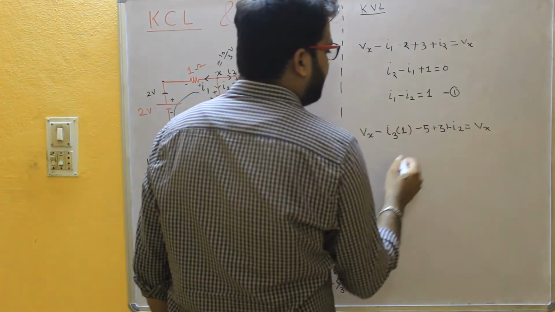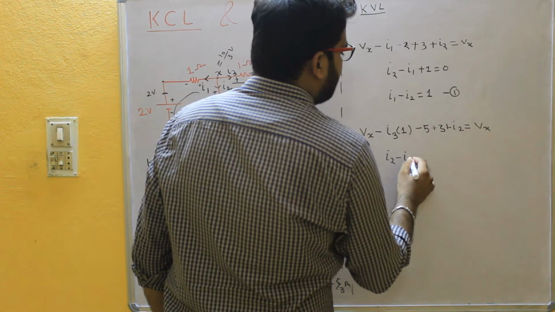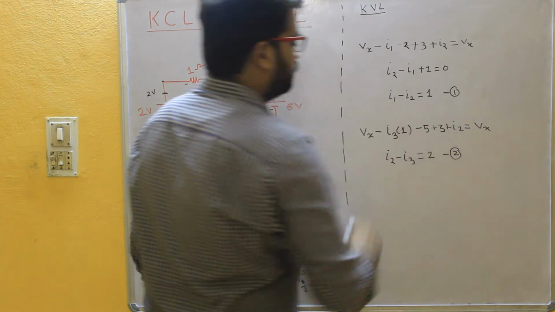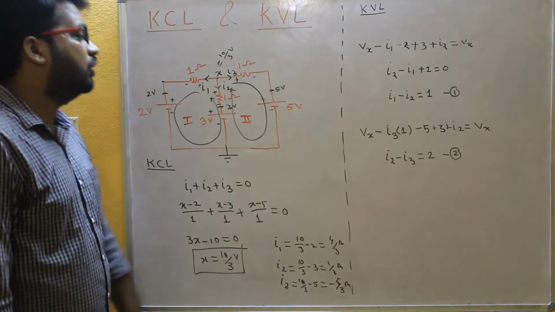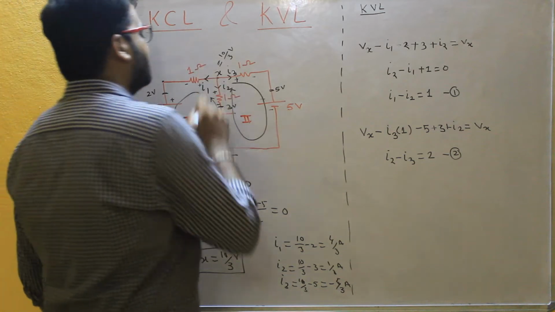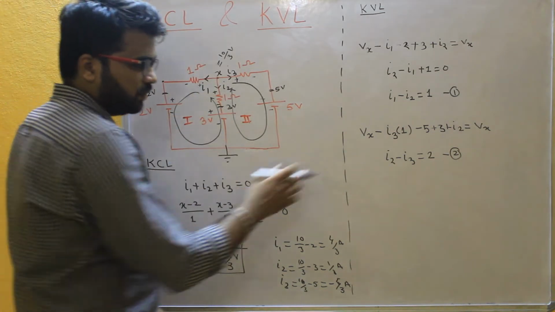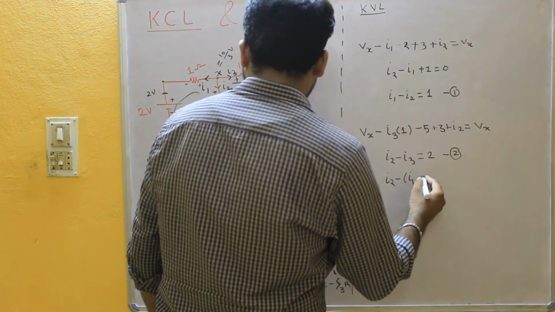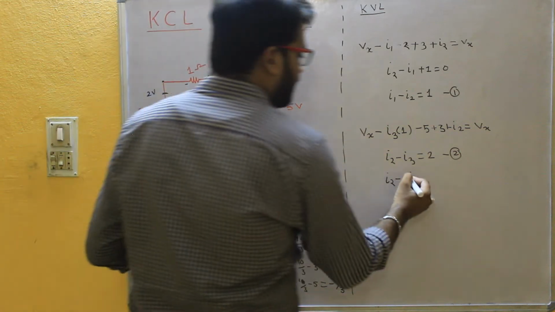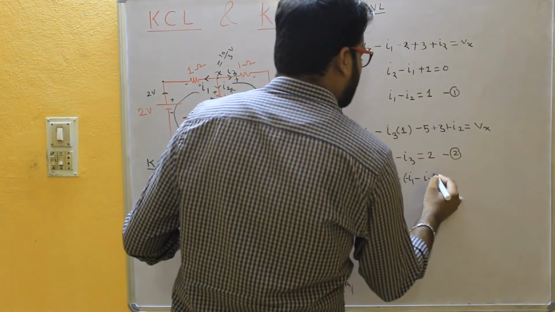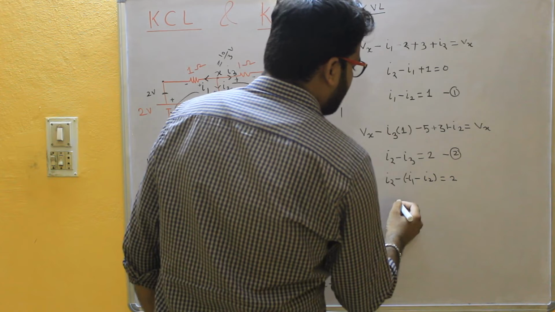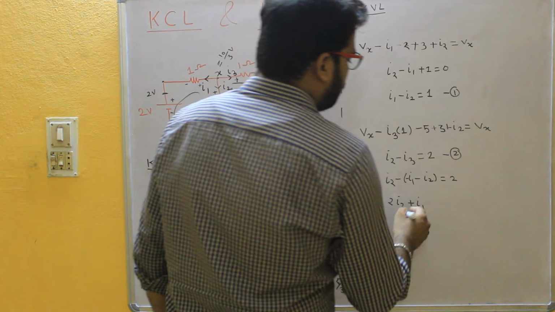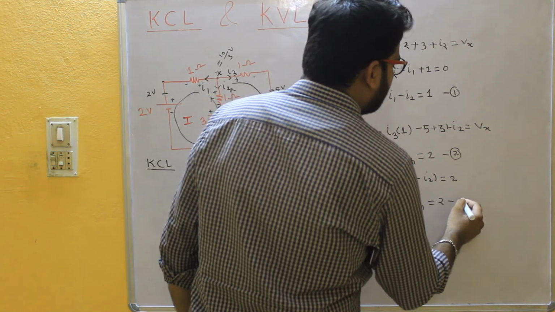So Vx is cancelled. We'll get I2 minus I3, I2 minus I3 is equal to 2. This is equation number 2. तो अब एक और वेरिएबल आ गया I3. तो देखो I3 को हम क्या लिख सकते हैं. I3 को लिख सकते हैं यहाँ से माइनस I1 माइनस I2. तो यहाँ पर पुट कर दो. तो I2 माइनस ऑफ माइनस I1 माइनस I2 इज इक्वल टू 2. सो यहाँ से देखो आ जाएगा हमारा 2I2 प्लस I1, 2I2 plus I1 is equal to 2. This is equation number 3.